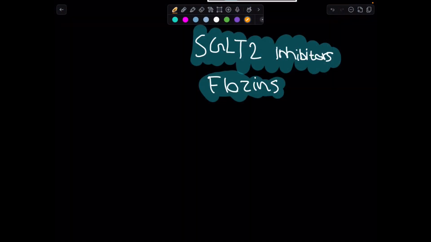Okay, so I'm confused. What's going on with these glucose transporters, dude? So glucose goes where? Do we start peeing glucose? I don't get it.